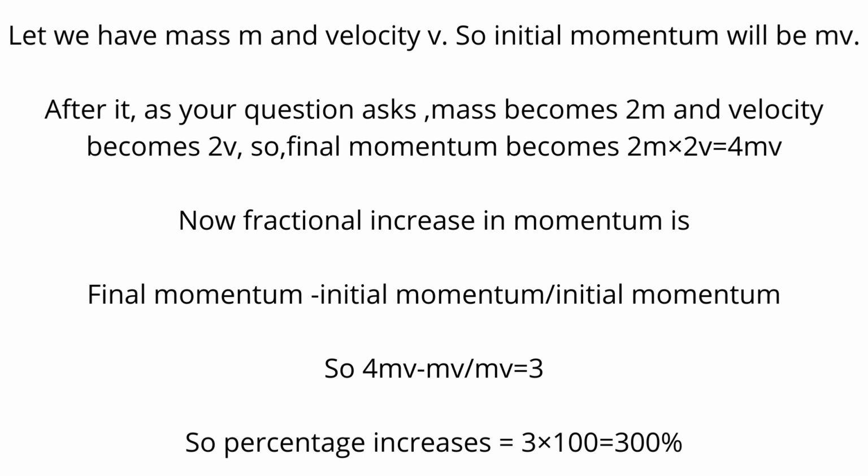We know that fractional increase in momentum is calculated using the formula: final momentum minus initial momentum divided by initial momentum. So 4mv minus mv divided by mv is equal to 3. Therefore, the percentage increase is 3 into 100, which is 300%. So the correct option is D, 300%.